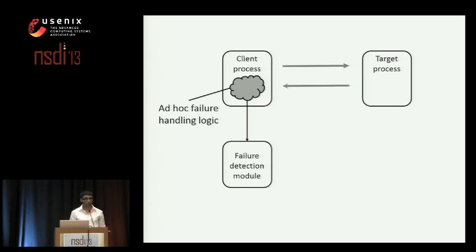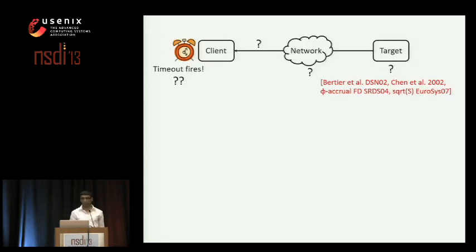So the question we want to answer is, what are the right abstractions for reporting failures to applications? And how should these abstractions be implemented? Well, existing systems typically use timeouts. But timeouts hide fine-grained information about failures. In particular, they do not tell what the problem is or where the problem is. They deliver, in essence, a single bit of failure information.